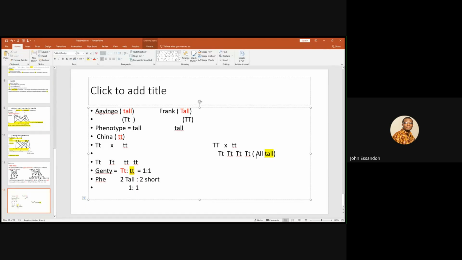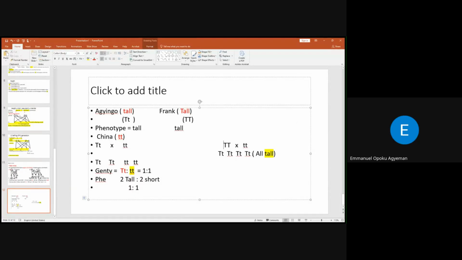But I will ask you to find the phenotypic ratio. Why? Because all of them are tall. Please, do you understand what I'm saying here? Yes, it's well understood.